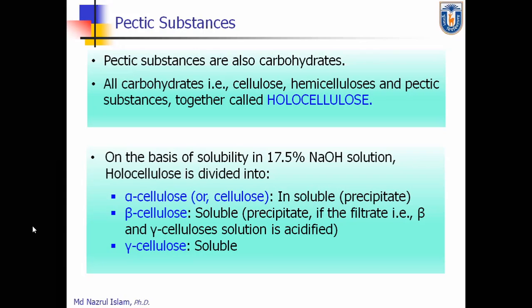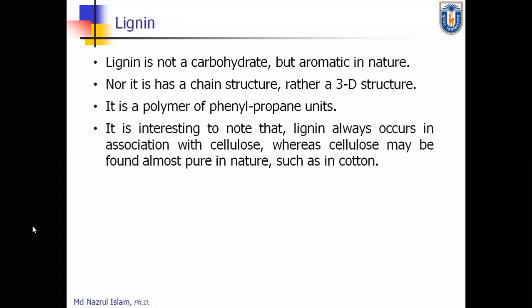So we are talking about the cellulose, and in cellulose we see three different types. One is alpha, one is beta, one is gamma. If it is alpha, it will not dissolve in 17.5%, and so you will just get it from the solution. Then in the solution, if you neutralize that, you will see some precipitation, that we are saying beta, and finally we will say that is the gamma.